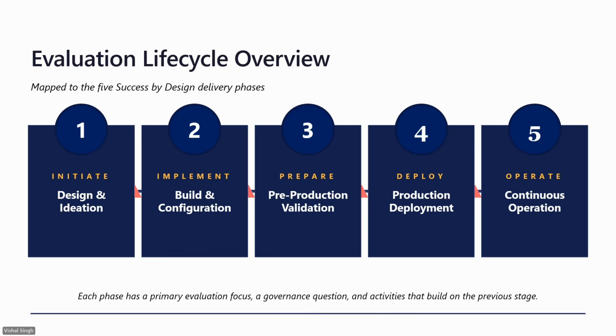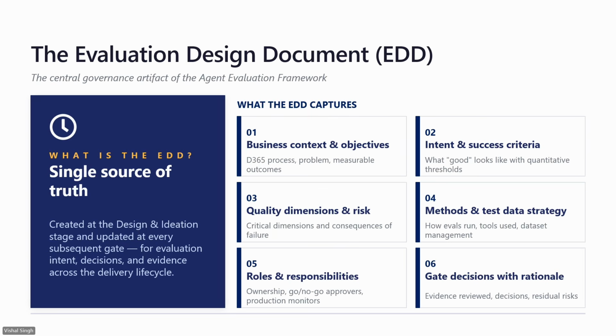Now, with that, we will talk about one of the key documents which we produce in this evaluation framework, which is the EDD. So if we go to the next one, the EDD is to an agent what the solution blueprint is to a traditional D365 project: the central governance artifact, created at design and ideation and updated at every gate. It's a living document, so when your RAI reviewer or release authority makes a call, the evidence is right there. And it captures 6 key things.